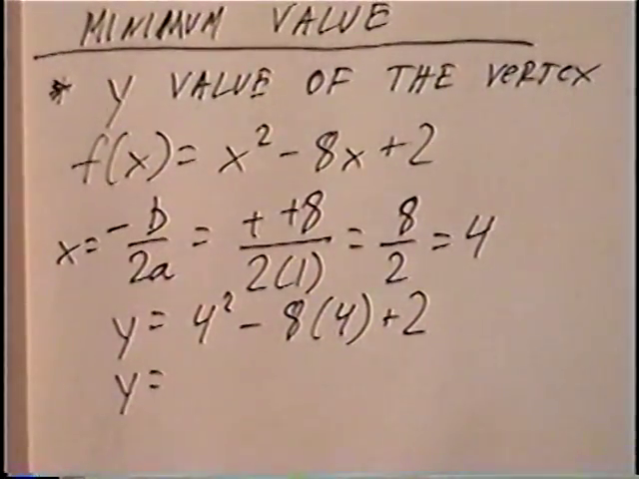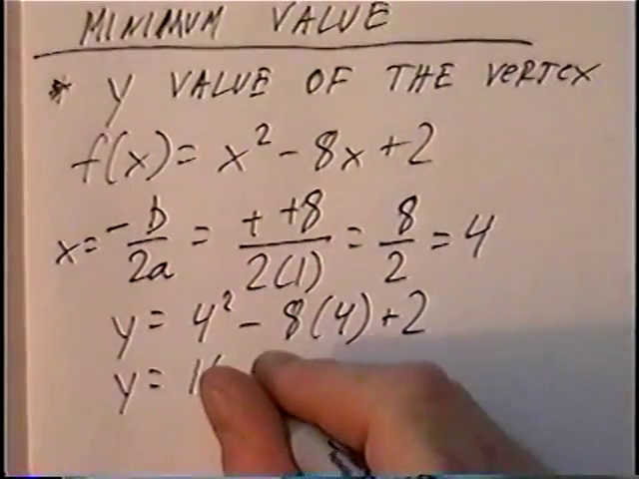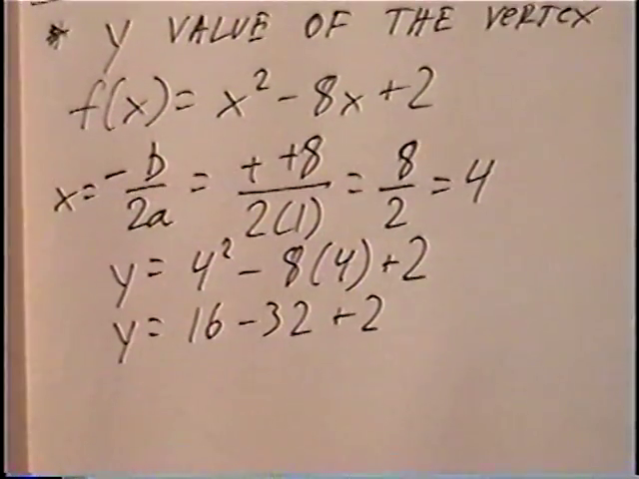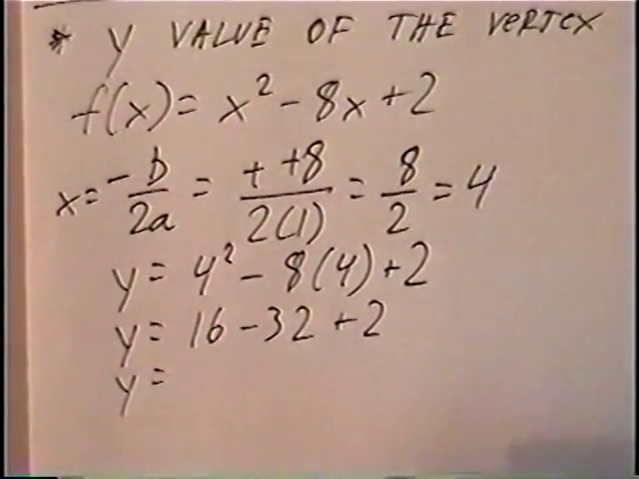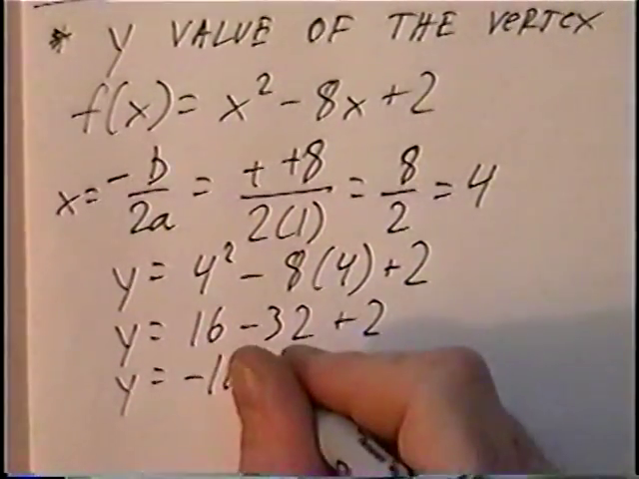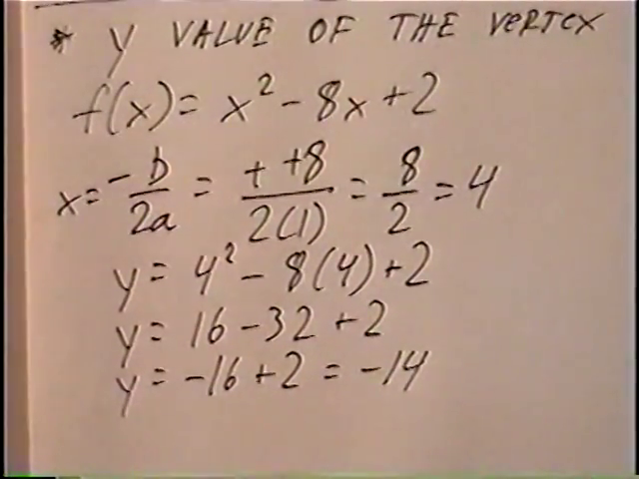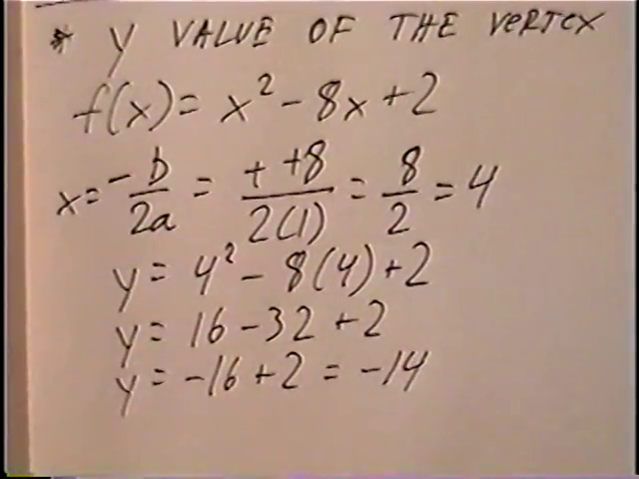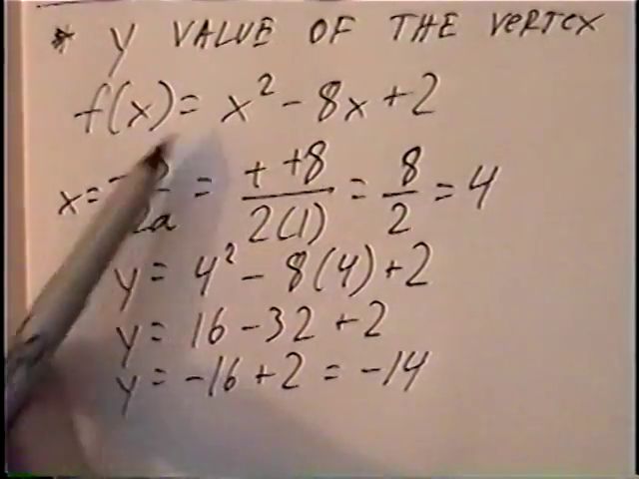Solving for y, 4 squared would be 16. Negative 8 times 4 would be negative 32, and plus 2. 16 minus 32 would be negative 16, plus 2 would be negative 14. So the value we're looking for is negative 14. To determine if it's a maximum or minimum, we'll think about the graph of this quadratic equation. This is a positive x squared.